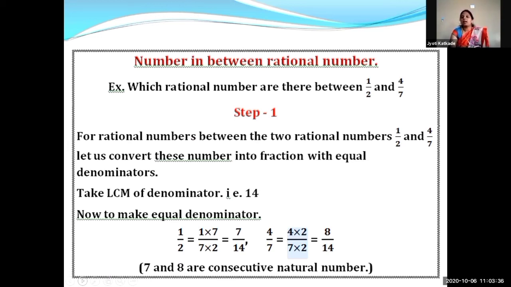7 and 8 are consecutive natural numbers. In between 7 and 8, is there any number? Yes or no? No. After 7, there is number 8. That's why we can't find any number in between 7 and 8. That's why we have to convert it into equivalent fraction. So see the next slide.